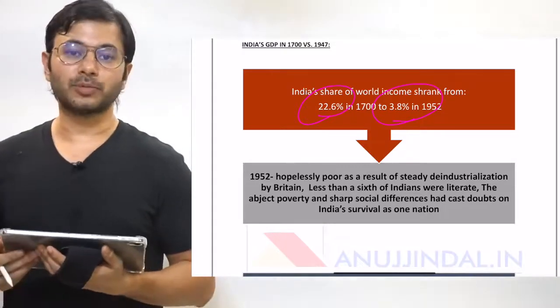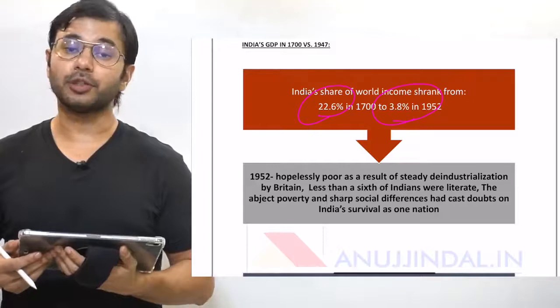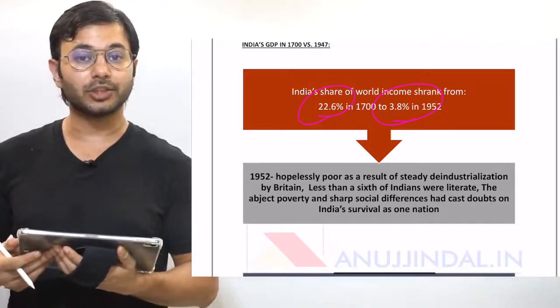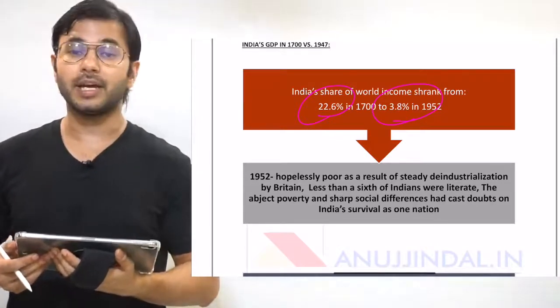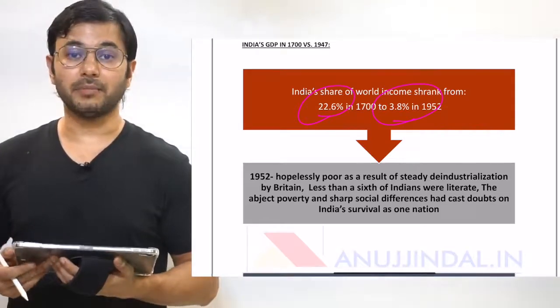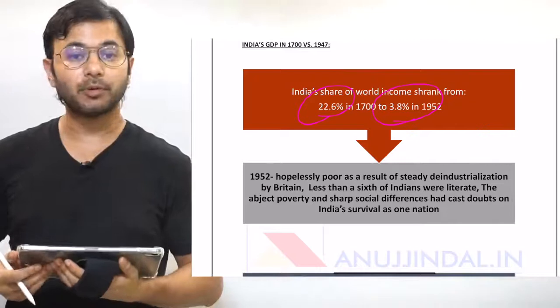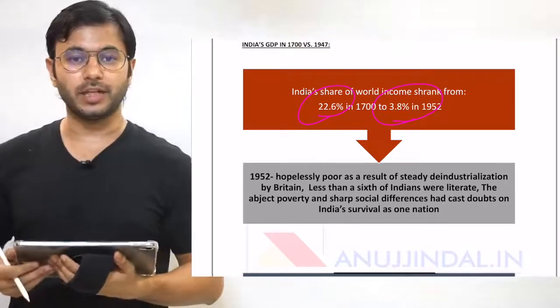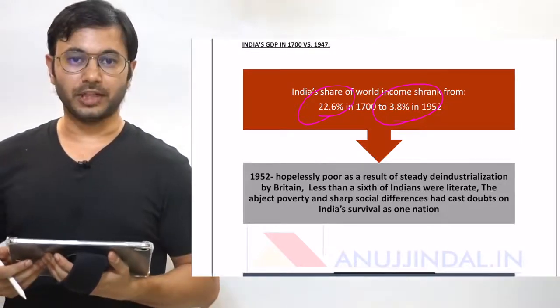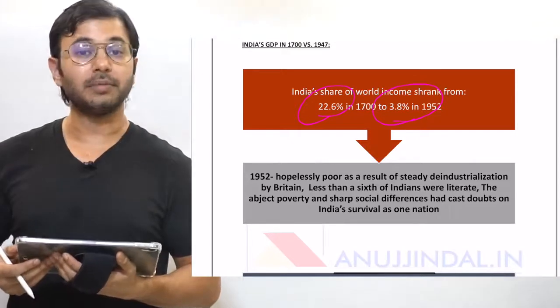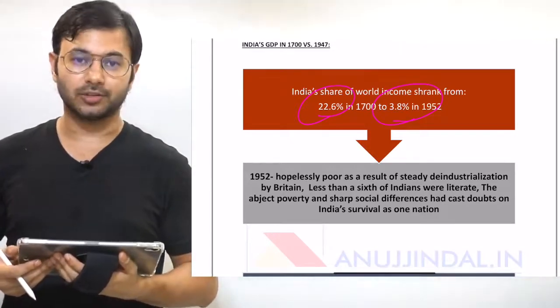Drain of wealth theory was provided by Dadabhai Naoroji for the first time, who said that the Britishers looted India by earning some revenue, but at the same time by draining that wealth out of India towards their own country. At the time of independence, only 1/6 of India, that is 16% of India, was literate, and the majority of the population was in the clutches of poverty.